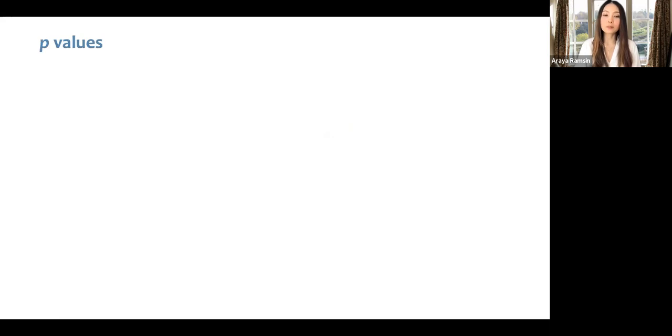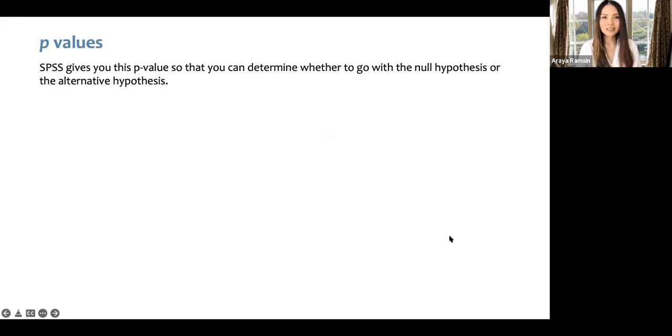That is when the p-value comes in. Okay, the p-value is there for each test. So SPSS gives you this p-value, and the p-value is there so that you can determine whether you can go with the null hypothesis or the alternative hypothesis.